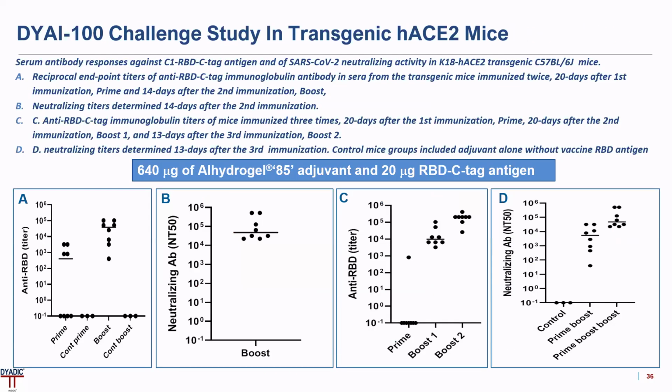So we then took this into transgenic ACE2 mice and showed results from a challenge study. We used Alhydrogel 85, 2%. So we used a well-known adjuvant along with the antigen. We couldn't get access to some of the more powerful adjuvants during the pandemic. So we used alum. We knew it would be safe. It had been used for decades. And you can see here that it had great protection in challenge studies.